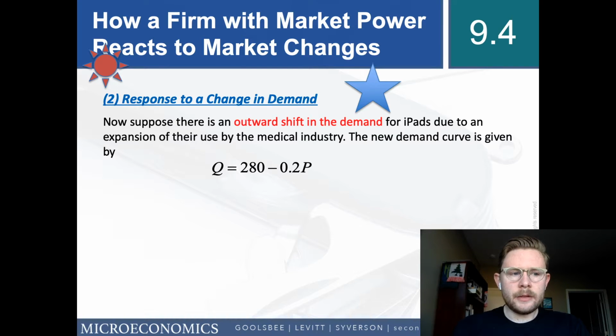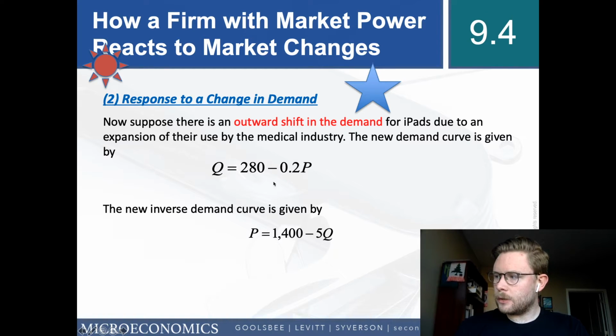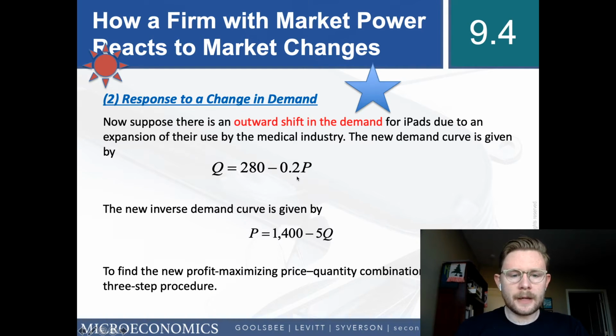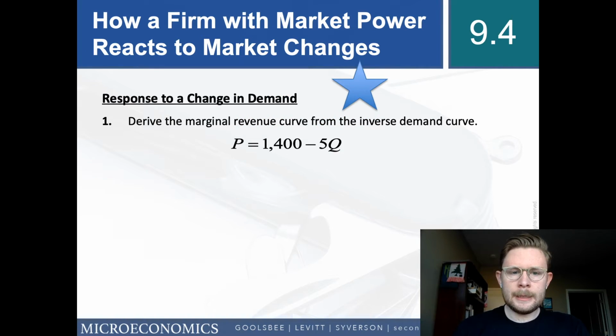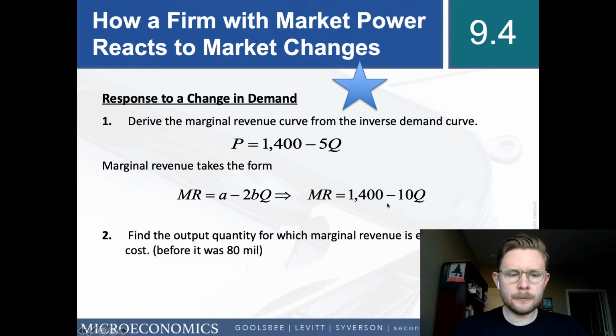So we have the quantity, Q equals 280 minus 0.2P. We have to find the inverse demand curve. Remember, that's just flipping this first equation, Q equals 280 minus 0.2P, and solving for P. So to find the new profit maximizing price quantity combination, follow our three-step procedure. We have our inverse demand curve here. We want to find the marginal revenue. We're substituting in 1400 for A, and we're substituting in 5 for B. So marginal revenue equals 1400 minus 10Q.